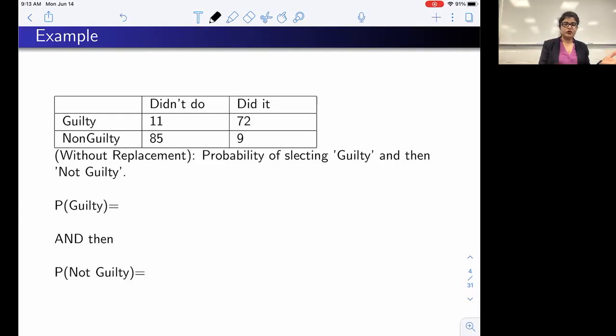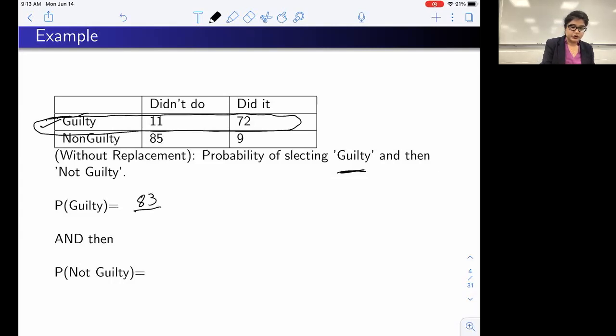Like first time I will look for the probability of finding a guilty person. So how many people are guilty in this column? Which row will I be looking at? Guilty is this one. So this row is telling me how many people are guilty, like 11 or 72. So when you add them together, how many people will it be? 83.